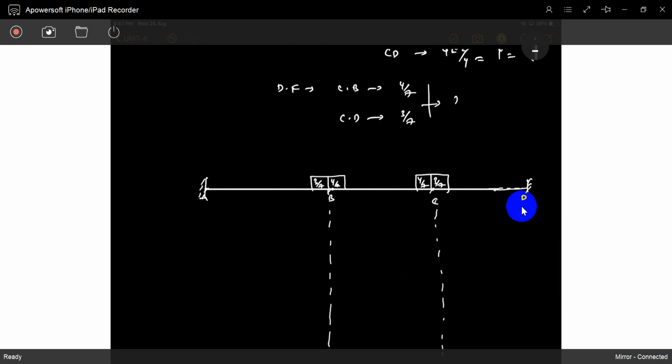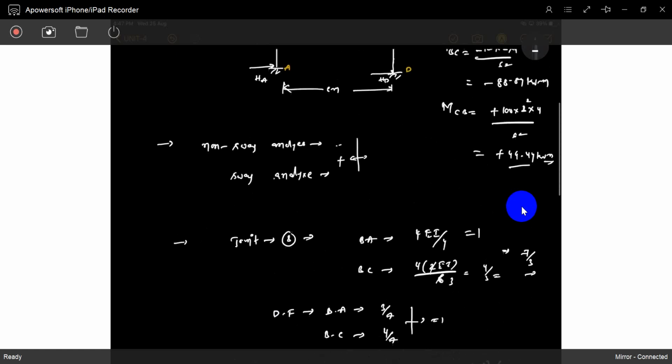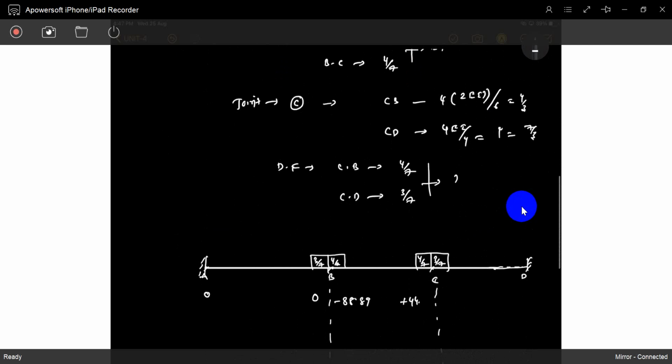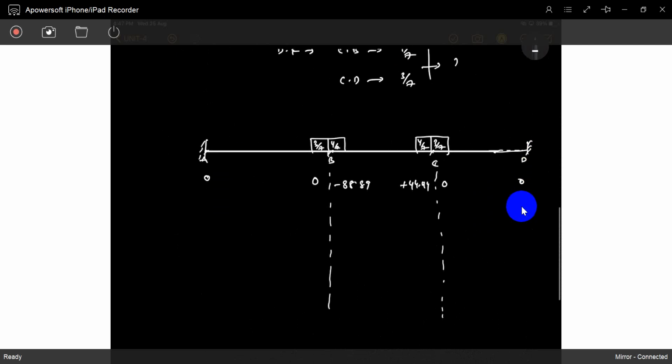Fixed end moments is what? So this is 0, 0, this value is minus 88.89, this is 44.4, 0, 0. That's it. So now you can take your calculator and start it.